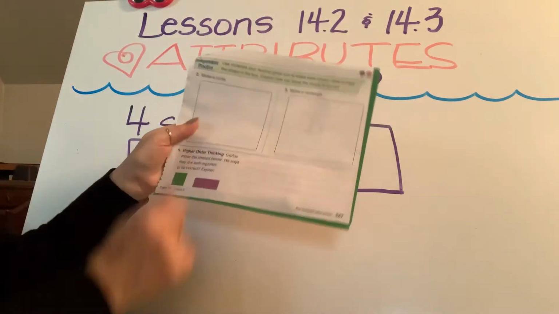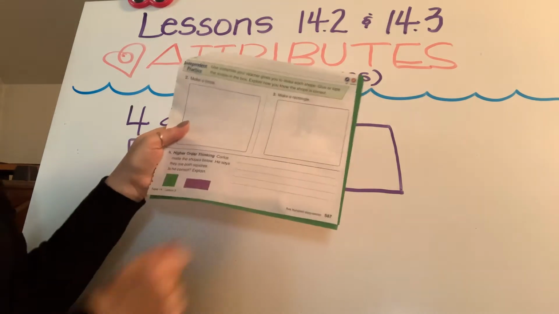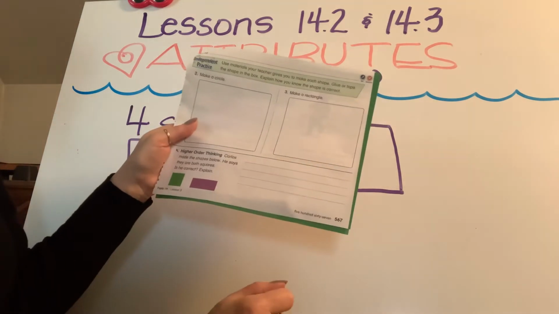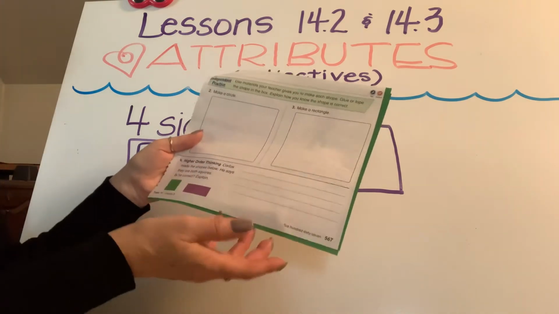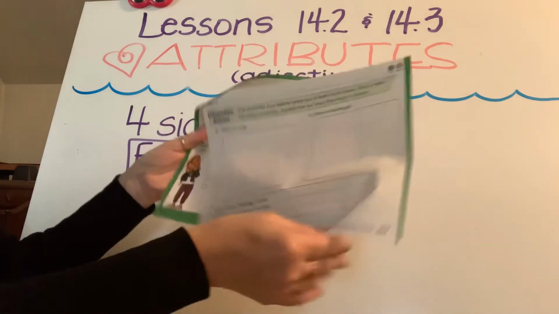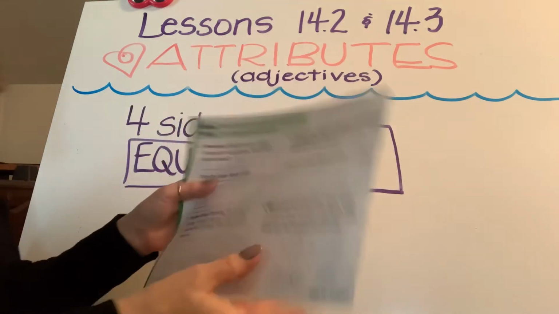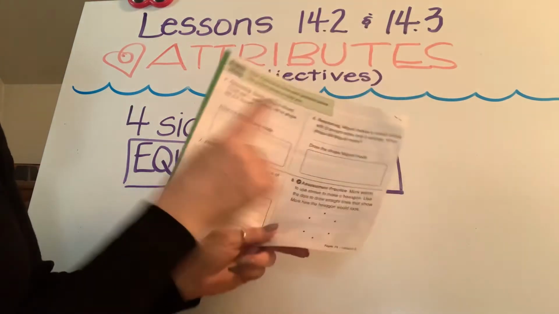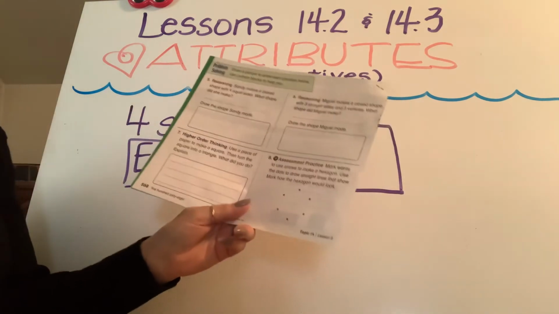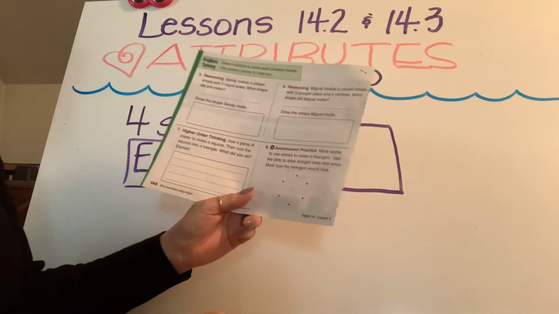All right, now I need you to make a circle, and I need you to make a rectangle. All right, are you kidding me? That is just too easy. All right, now I'm going to go to the last page. Continue to stay with me. All right, we're going to do number 5 together, okay? Because we have a few minutes.